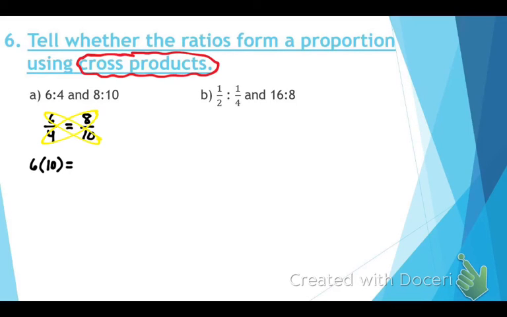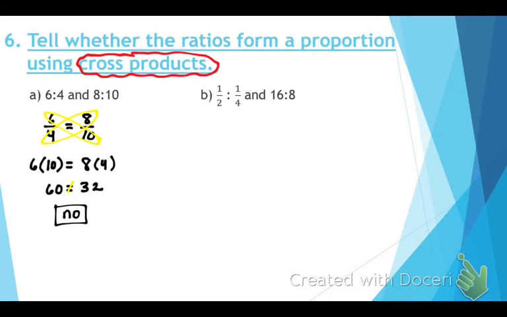Anson, what should I put on the right side? Okay, don't say 8 in parentheses 4, 8 times 4. Okay, so we understand what those parentheses mean. Let's keep working down. Addison, what is 6 times 10? 60. Kaylin, what is 8 times 4? 32. Caleb, does that equal each other? No. If it doesn't equal each other, that means it does not form a proportion.